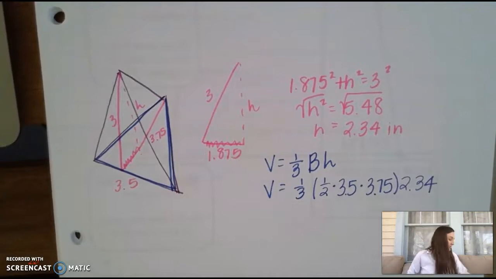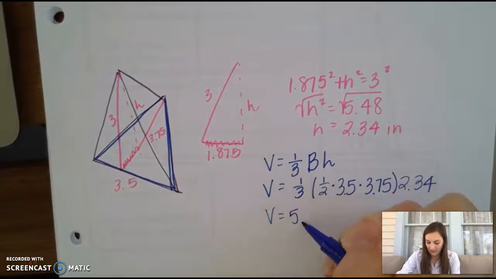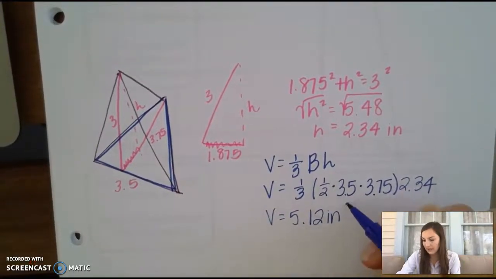So now I plug all of this into the calculator. So I have 1/3 times 1/2 times 3.5 times 3.75 times 2.34. And I got a syntax error. Let's see what happened here. Oh, there we go. I'm doing this live with you guys. And then times 1/3. And I got a volume of 5.11875 inches cubed. So I'll say the volume is 5.12 inches cubed.